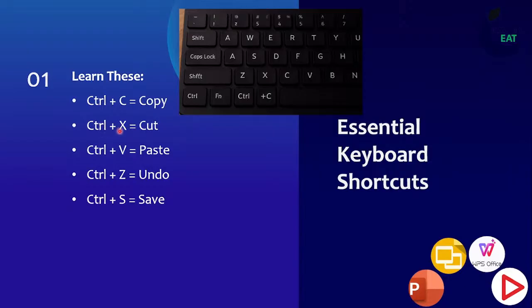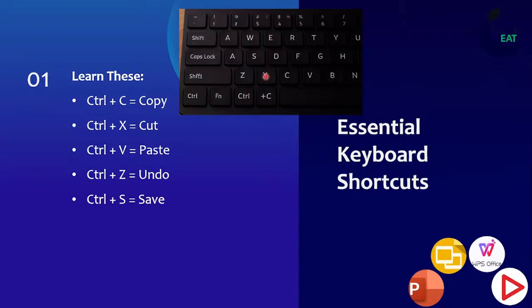Now Control X means you press and hold down the control key and you press the X key. That's how you do it for Control V, for Control Z, and for Control S. You press and hold down the control key, then you press the corresponding key, and then you release both of them. In fact, the moment you press that, the action is already taken.